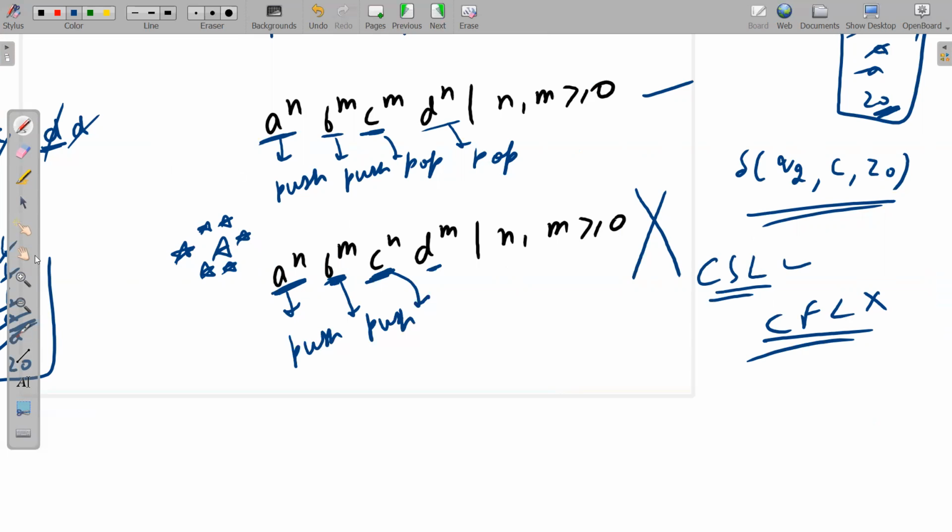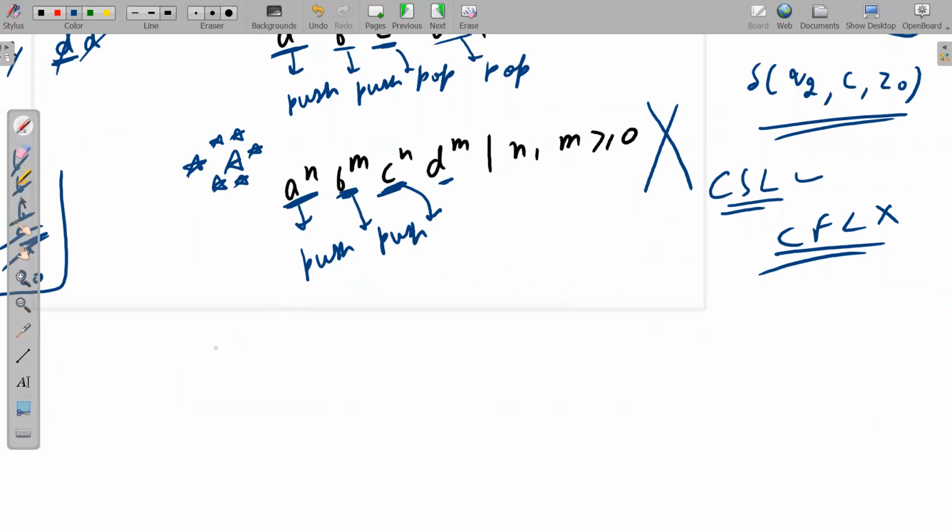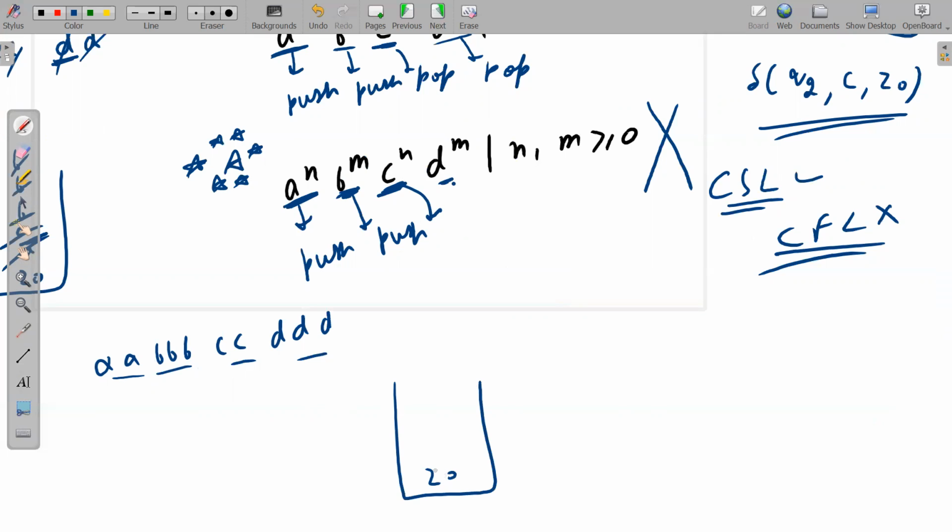If you are still not able to follow, let me give you some idea. We have double A, 3 B's, double C, and 3 D's. This is an example of A power n, B power m, C power n, D power n. B and D are equal, A and C are equal. See carefully: in Z0, you read A, so you push all the A's onto the stack, and then all the B's. Whenever C comes, how will you access this A? You have to access these B's. And if you pop all these B's, how will you get the idea that B and D are equal? There is no provision.